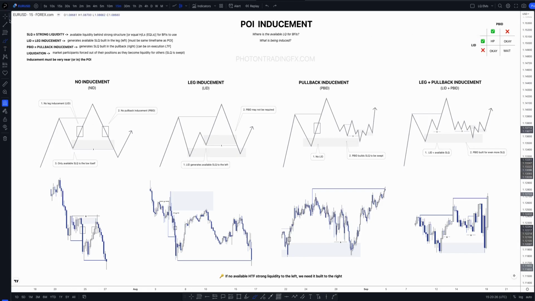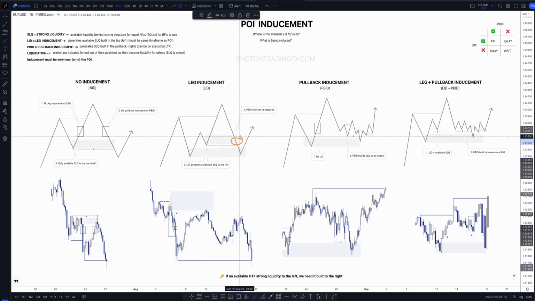And that's pretty much it, to be honest with you. This again, it will seem like a lot, but it will come in time, because what you'll do is you'll do all your analysis, and you'll be looking for your POI, and it just becomes a question of, is there any available liquidity? Has anything been built yet? And you'll basically look to the left and you'll go, nope, okay, so I need something to be built here. And if there isn't, then you just sit on your hands and you wait.